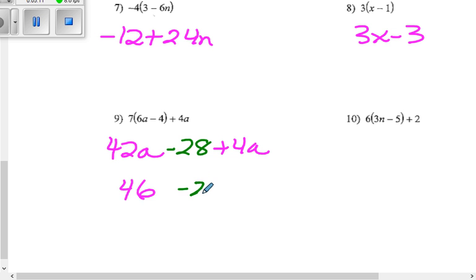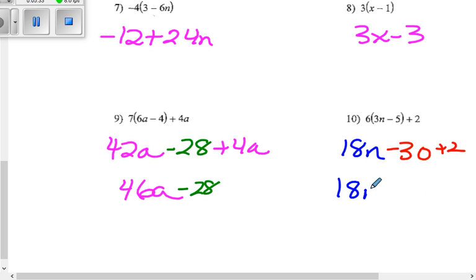So we could combine like terms. Got the a. All right, so now we have 30n, and then we have, no, we don't. We have, gosh, 18n minus 30n plus 2. So 18n minus 28.